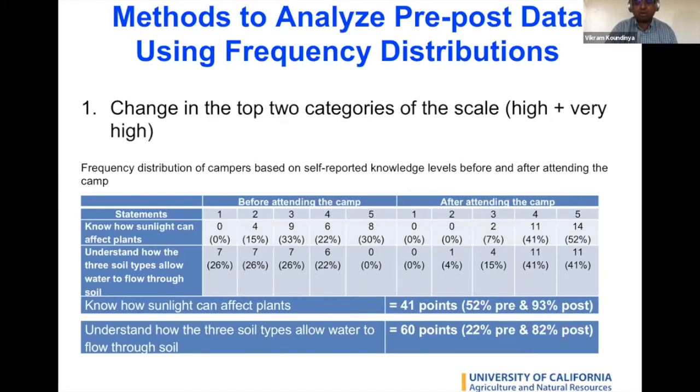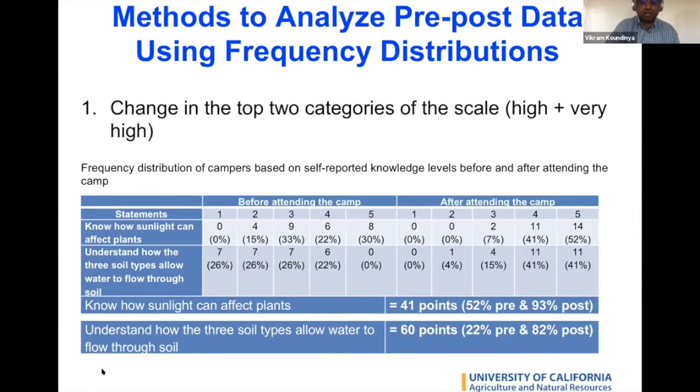If you choose to adopt this method, which I've been asked to do for one of my recent journal publications, it's very important to not miss that this is not percentage change. We are talking about percentage point change. It's really important to indicate that the difference between 52% and 93% is 41 points, not 40% or 41%.